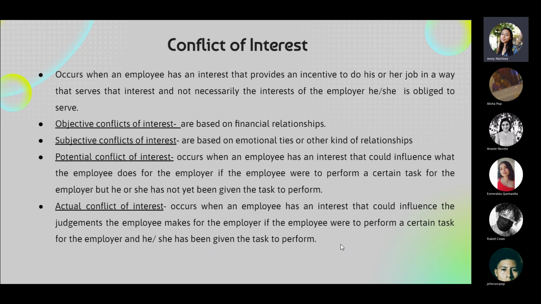So interests that are based on financial relationships are called objective conflicts of interest, and interests that are based on emotional ties or other kinds of relationships are called subjective conflicts of interest.